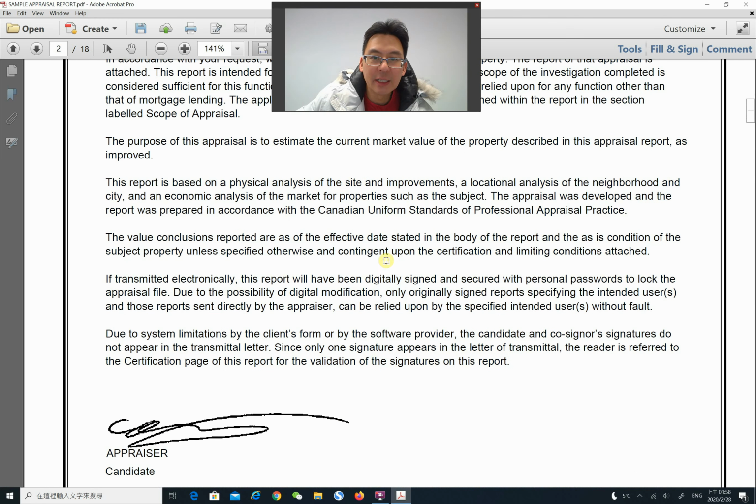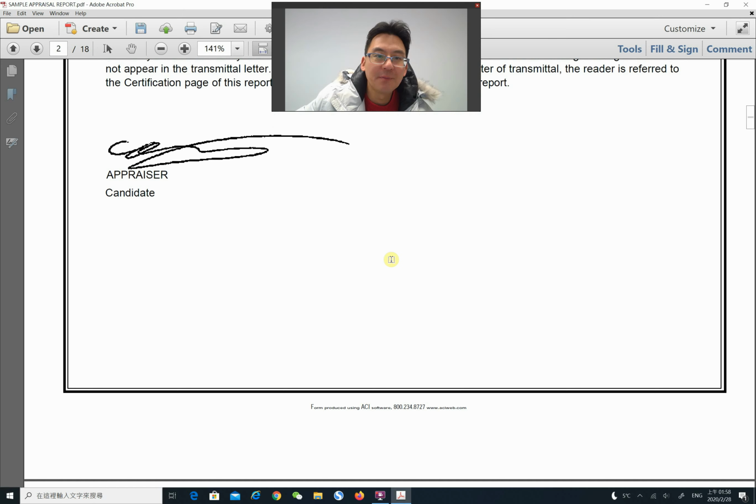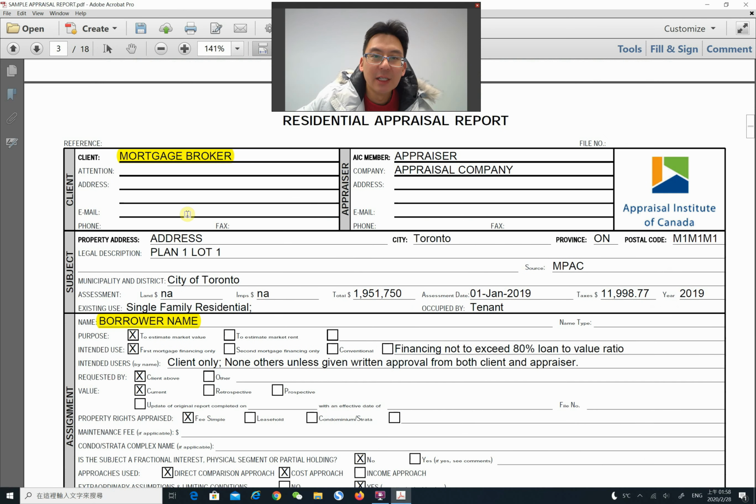Okay. So these are standard terms. Don't worry about it. Appraiser's name, client, mortgage broker, the lender, or your mortgage broker company.